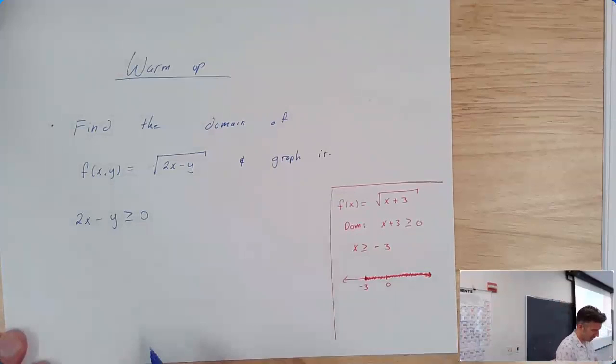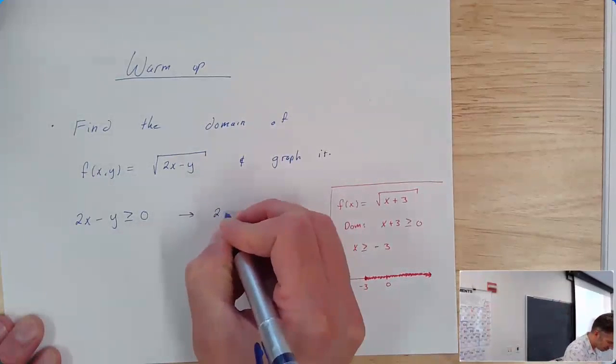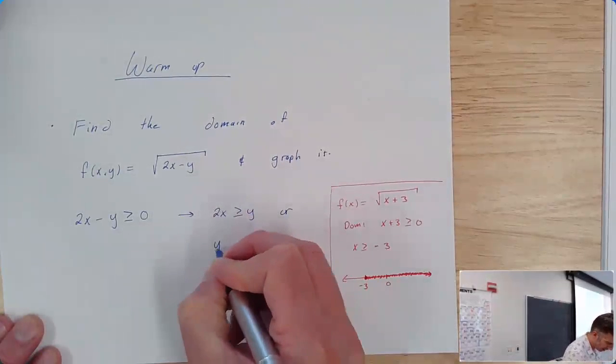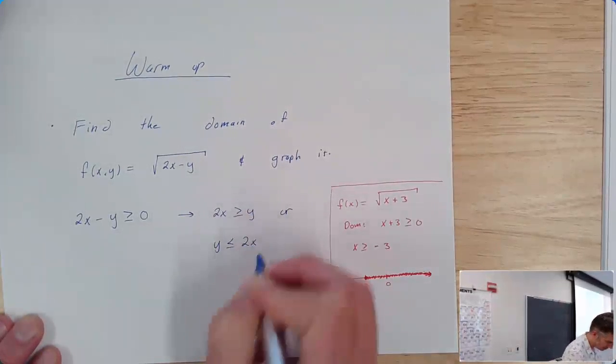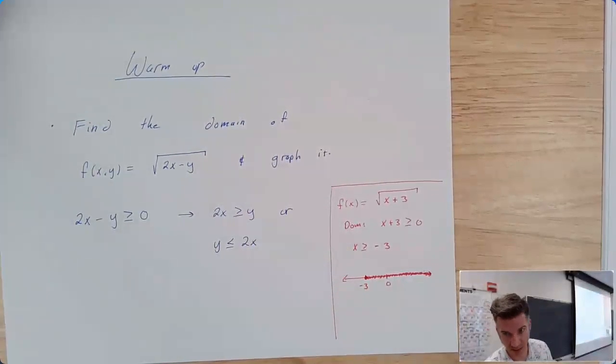Here, I can isolate y. The easiest way to do this would just be to add y to both sides and say 2x is greater than or equal to y, or if you prefer, y is less than or equal to 2x. So that's what my domain is. And there's not really a lovely way to write the domain.